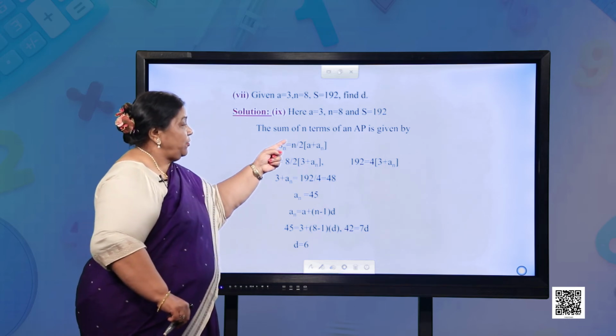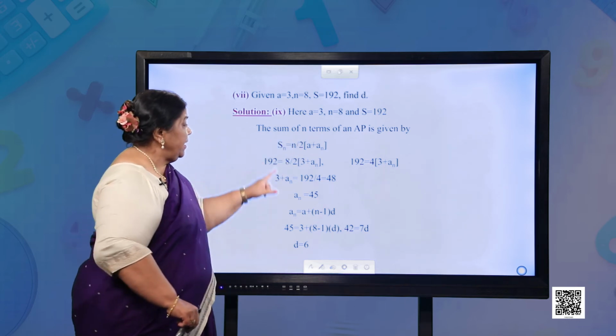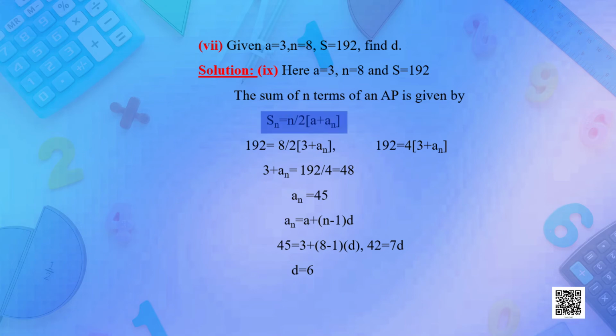We have the formula: the sum of n terms of an AP is given by Sn is equal to n upon 2 into a plus an. On substituting the values, 192 is equal to 8 upon 2 into 3 plus an. So, 192 is equal to 4 multiplied by 3 plus an, which can be simplified further as 3 plus an is equal to 192 upon 4, that is equal to 48. So, an is equal to 48 minus 3, that is 45. In this way, we have calculated an.